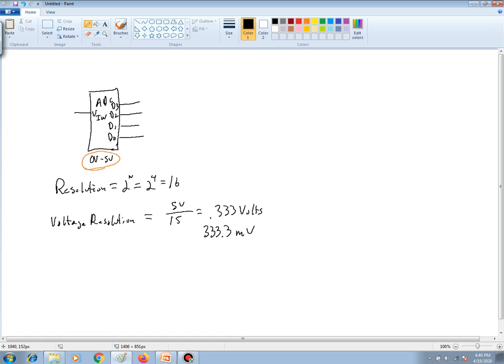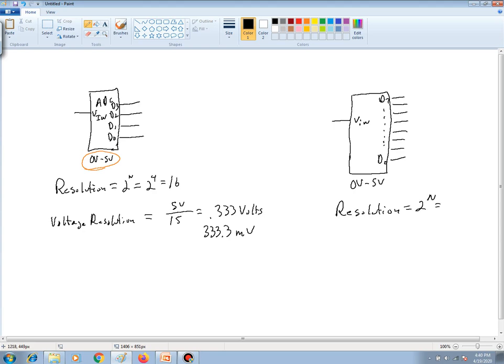Now, let's talk about a different ADC. Let's say that we have an ADC that is 8-bit. Again, we have our VIN, and we have 8 outputs. We have D7 all the way down to D0. So it's an 8-bit, and let's say that this ADC is again set to work between 0 volts and 5 volts. Well, resolution would be equal to, again, 2 to the nth, which is 2 to the 8th, which is equal to 256.